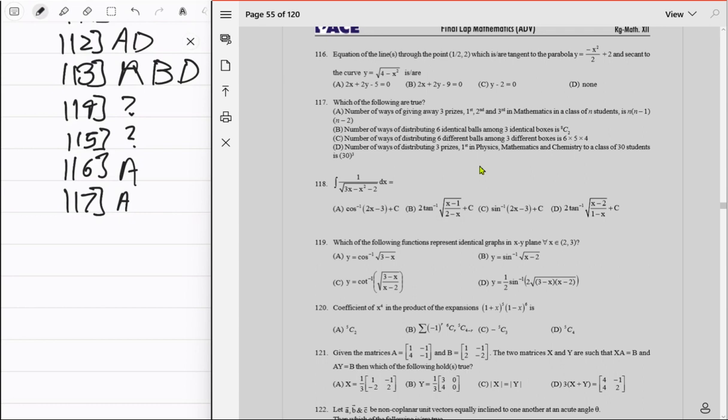Following is true b: number of ways of distributing 6 identical balls among 3 identical boxes is 8c2. 3 identical balls among 3 identical boxes, 8 कैसे आया इसमें? It's like oh, star bar theorem of course. So star bar theorem because of that, so that's in fact 8c2 because identical balls and identical boxes as well.